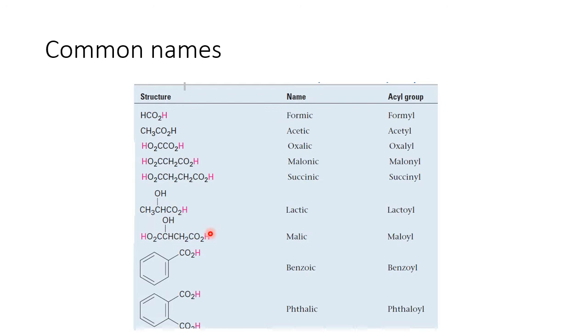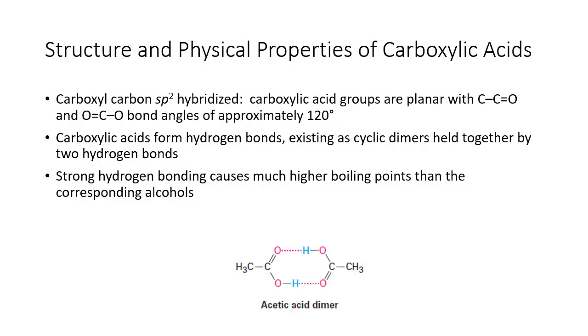Benzoic acid, you can see, is a benzene ring with a carboxylic acid. Phthalic acid is two carboxylic acids on the benzene ring. These are ortho to each other. Two carboxylic acids are ortho to each other. So these are some common names for carboxylic acids that you probably need to learn over time.